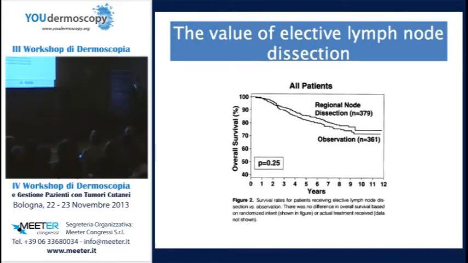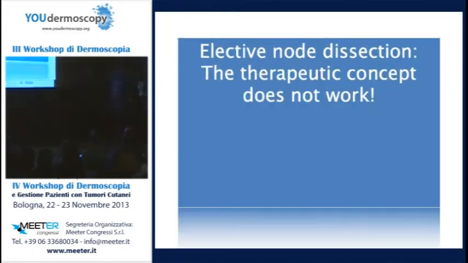And here is what they found. Is there a survival benefit if you perform elective lymph node dissection? No. The patients have the same fate whether you perform it or not. So it was more or less abandoned. You can see the survival curves here for regional node dissection versus observation. So we can conclude, there are more studies, but we can conclude that elective lymph node dissection from a therapeutic point of view does not work. Yeah?